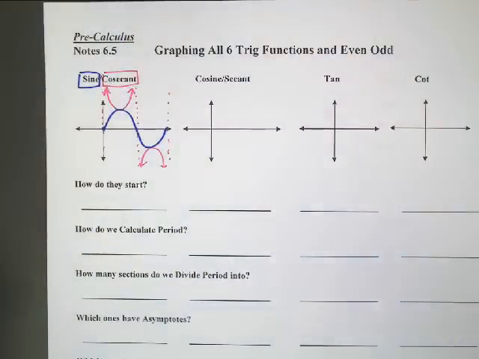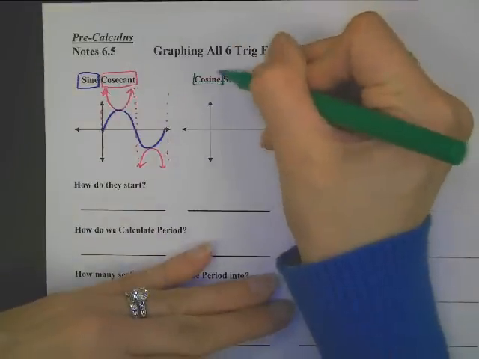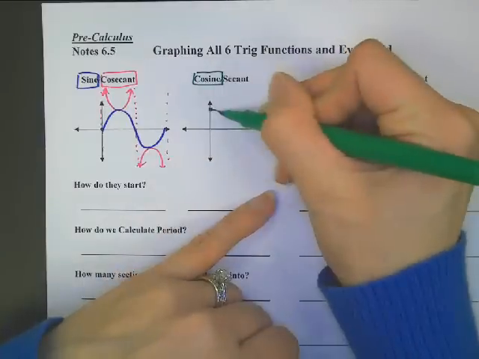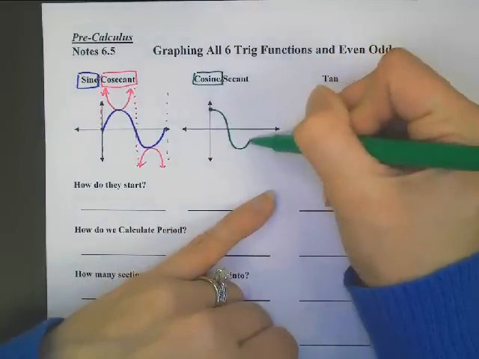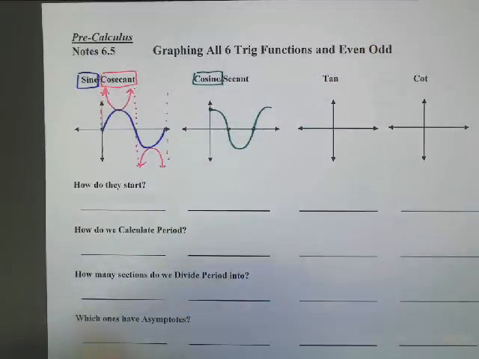All right, let's talk about cosine and his buddy secant. So cosine, let's do this one in blue. Cosine does not start in the middle. He starts up at a maximum and goes down, down, up, up. Okay? That's one complete period for cosine.